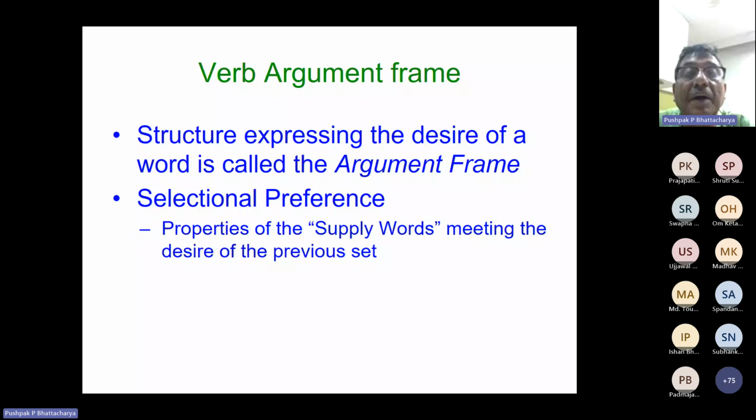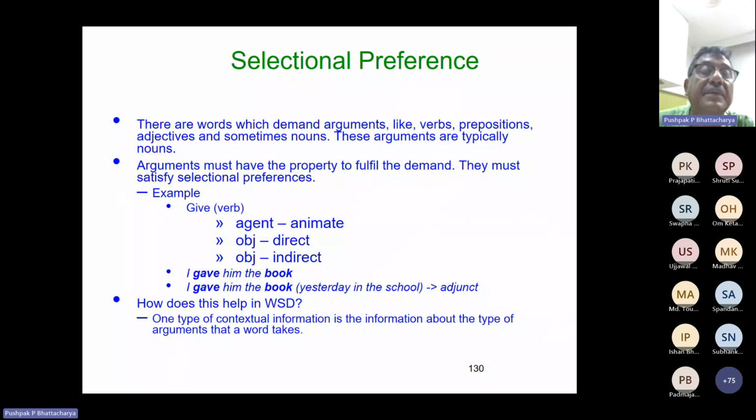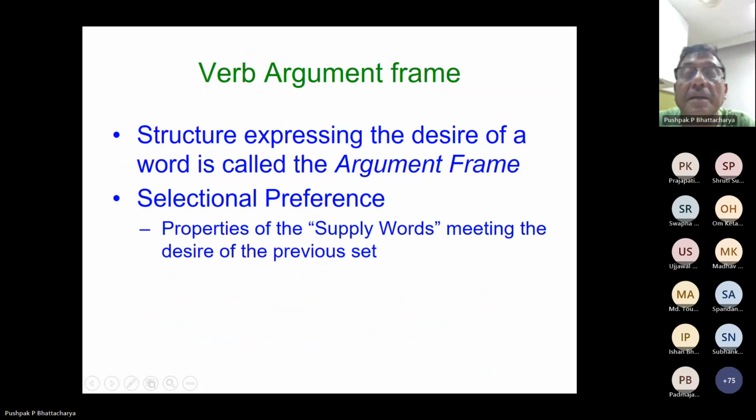The verb argument frame is very important, just like we saw in give. Give is showing the argument frame of the verb: agent, direct object, and indirect object are involved in this. So selectional preference demands that there should be other words, and those words should have the property of meeting the selectional preference requirement.